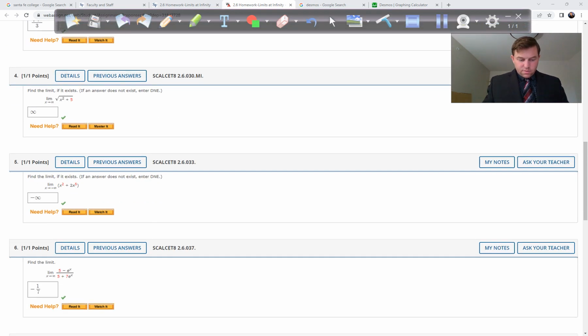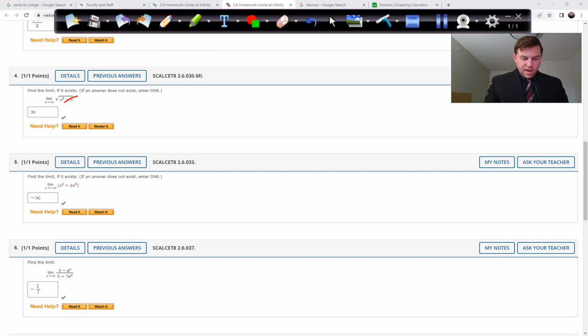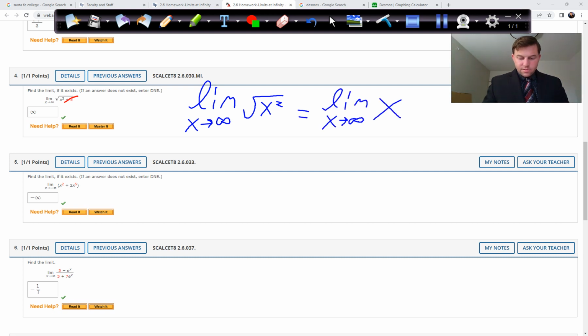Okay, so for 4, I have the limit as x approaches infinity of the square root of x squared plus 5. And I can do the same argument. I can say this 5 is not going to matter as x gets big. So we really have the limit as x approaches infinity of the square root of x squared. Now that square root and that x squared will cancel, so you have the limit as x approaches infinity of the function x. Well, what is the function x?